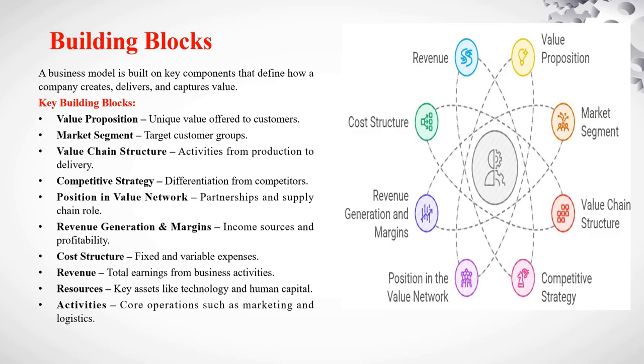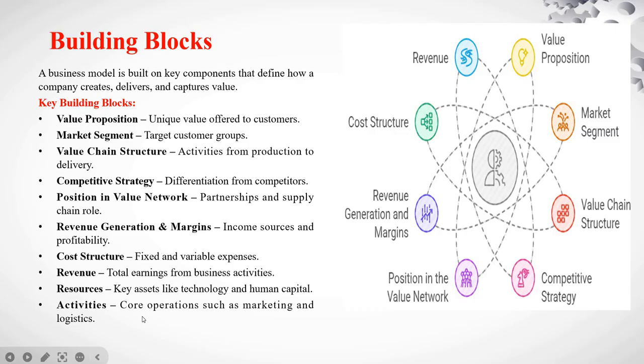Then you have revenue. Revenue is the total income from product sales, services, or other business activities. An example is Spotify, which earns revenue from both subscriptions and ads. Then you have resources. These are the key assets required to operate, such as technology, human resources, intellectual property, and financial capital. An example here is Microsoft's key resource, its software development expertise.